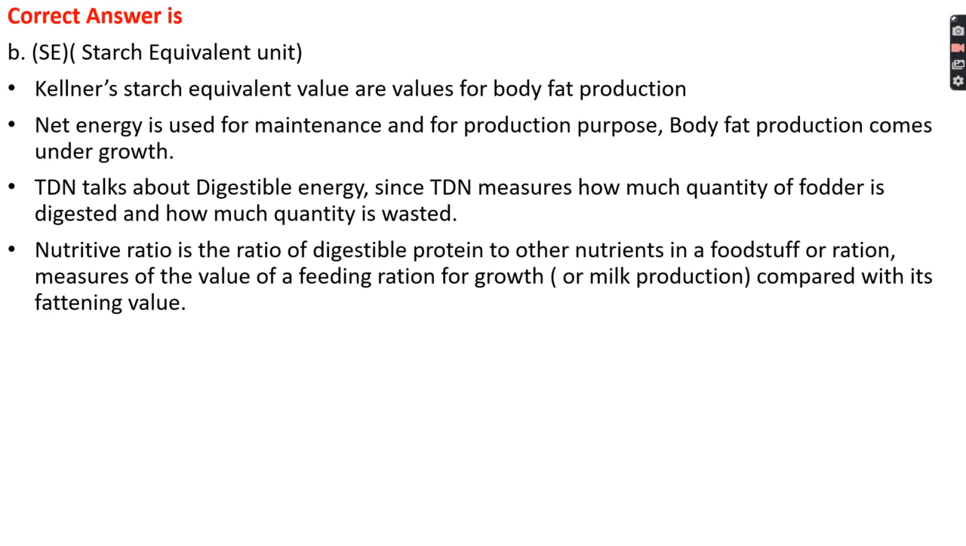Kellner's starch equivalent values are values for body fat production, while net energy is actually used for maintenance purpose and for production purpose, since body fat production also comes under production purpose, while TDN talks about digestible energy, since TDN measures how much quantity of fodder is digested and how much is wasted. Similarly, nutritive ratio is the ratio of digestible protein to other nutrients in a foodstuff or ration, measuring the value of feeding rations for growth or milk production compared with its fattening value.